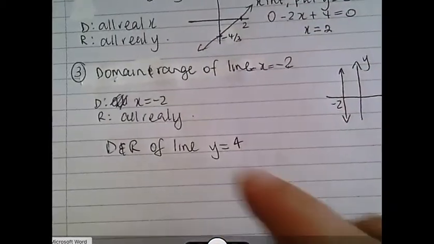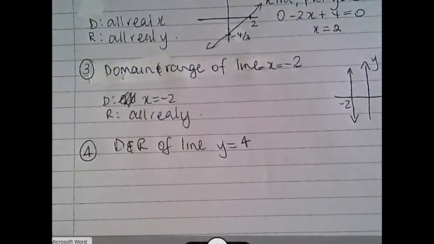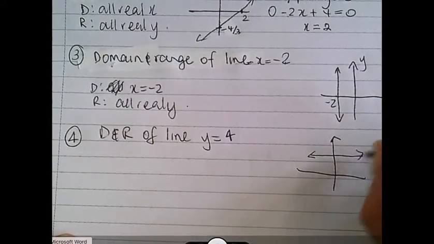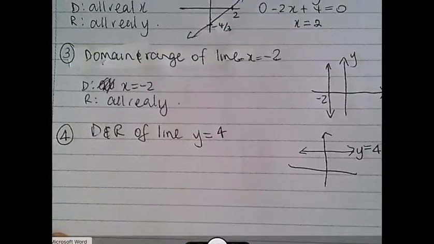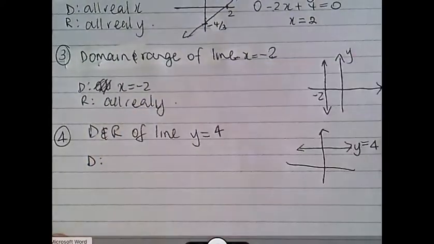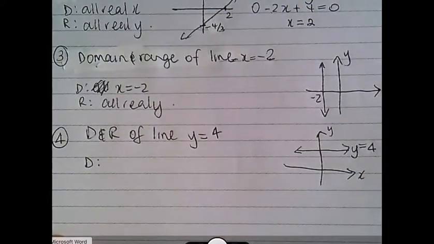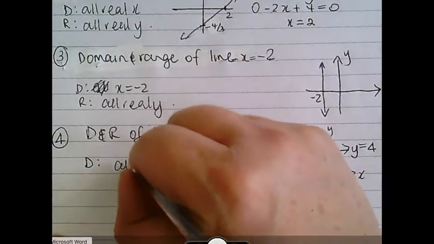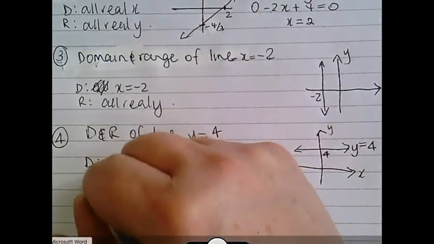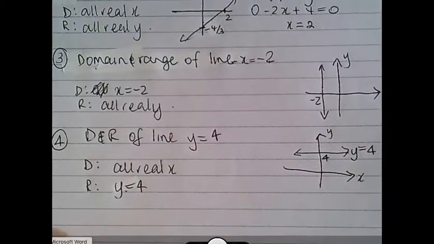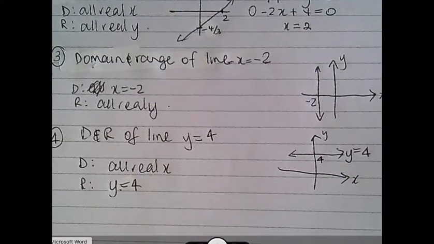So we're looking at horizontal and vertical lines. Domain and range of the line y equals 4. Give it a quick sketch. What's its domain? This is the x-axis, that's the y-axis. We okay? Domain, all real x, and the range is what? Y is 4. So that's straight lines, domain and range.